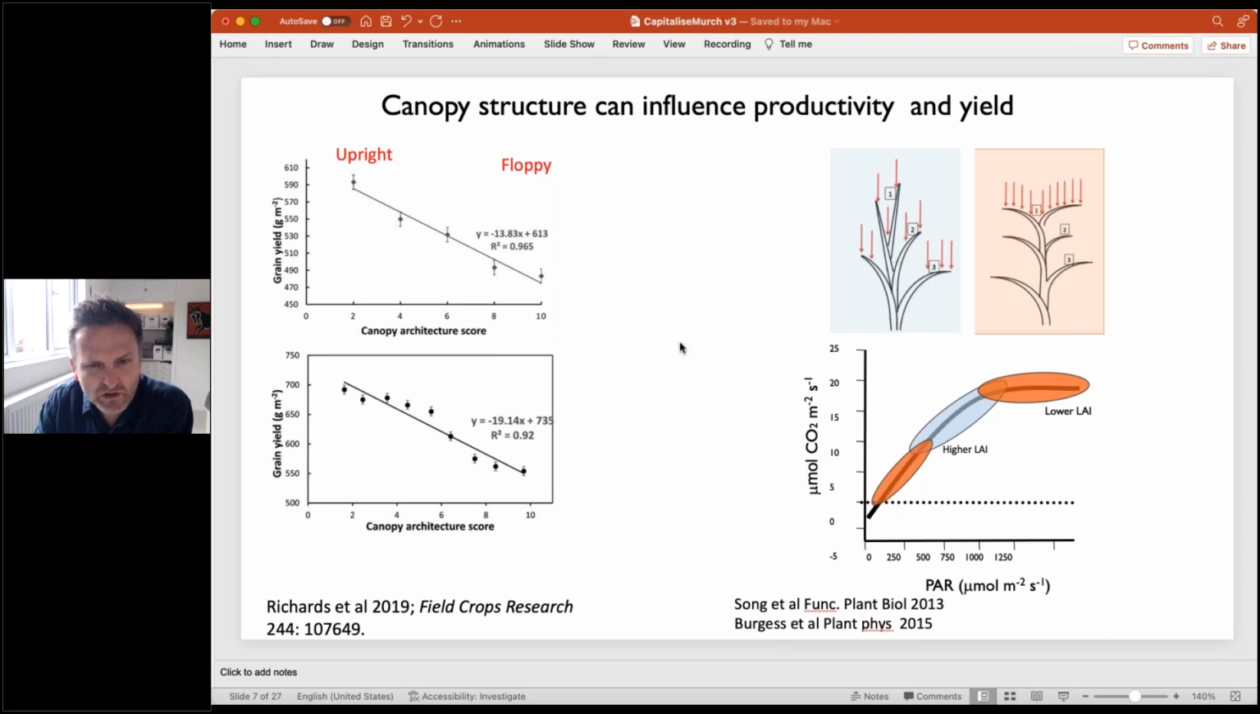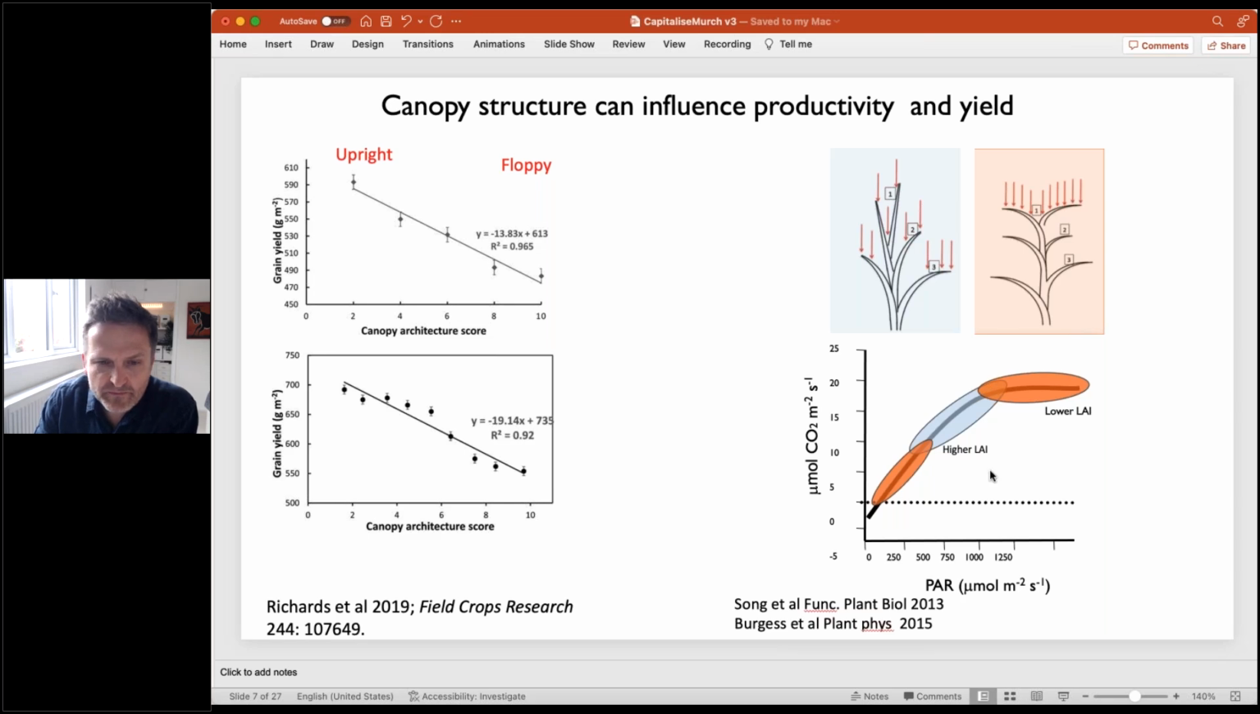And this is expected from earlier work on modeling of light. On the right hand side, you can see an upright canopy versus a flat leaf canopy, and the better penetration of light means that you get a higher photosynthetic rate, but less saturated than the canopy with the flat leaves.